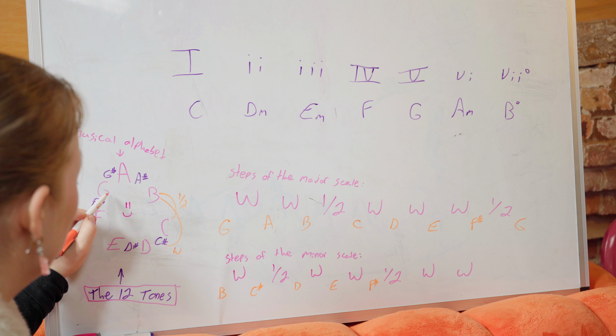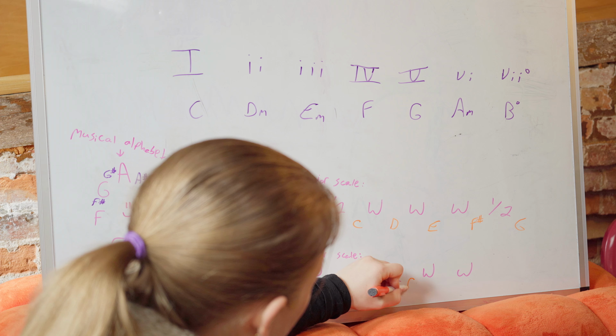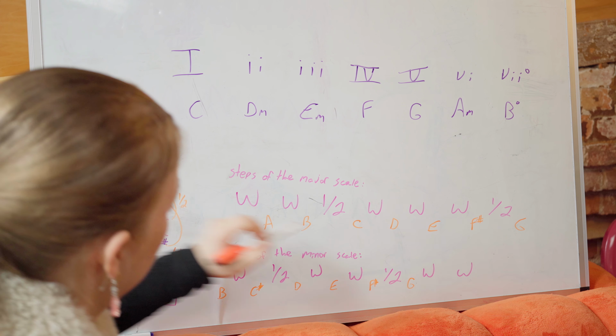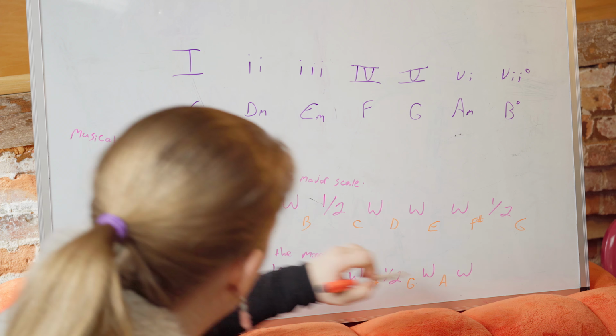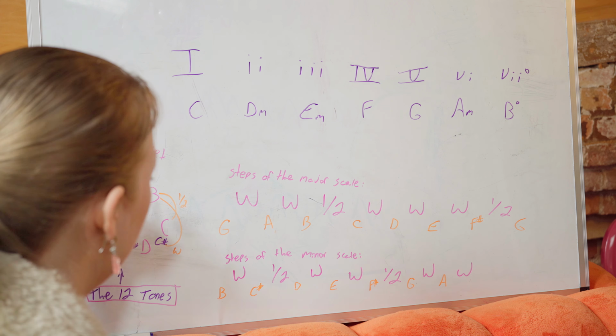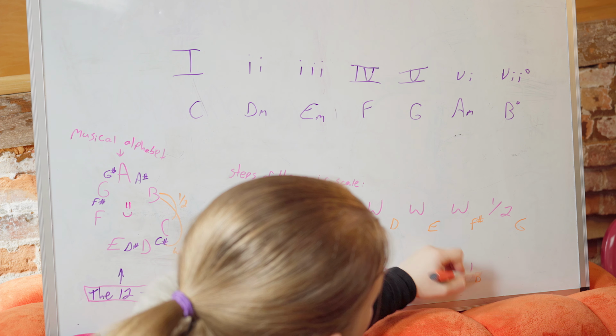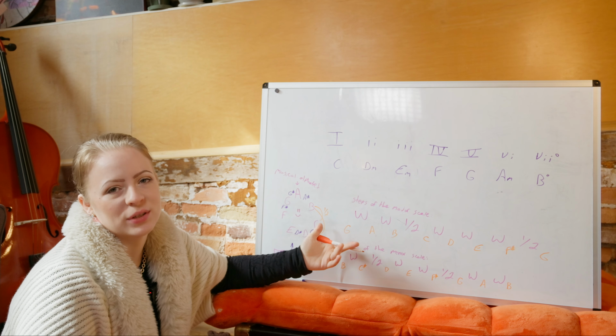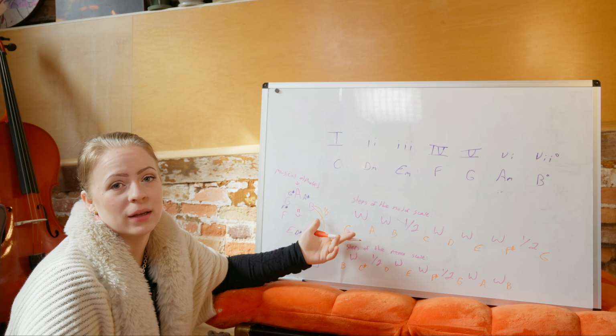Half step to G. A whole step to A. And our final whole step back to where we started. Now you can build any major and any minor scale without knowing anything about anything.